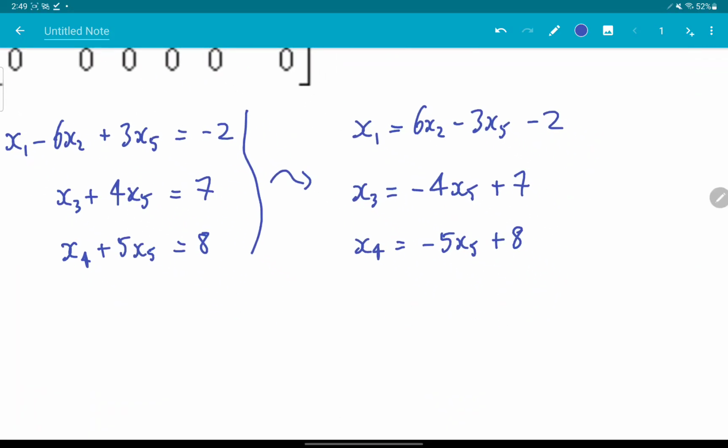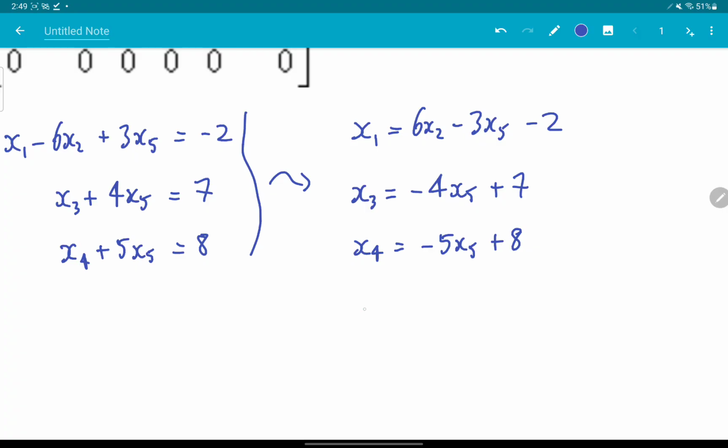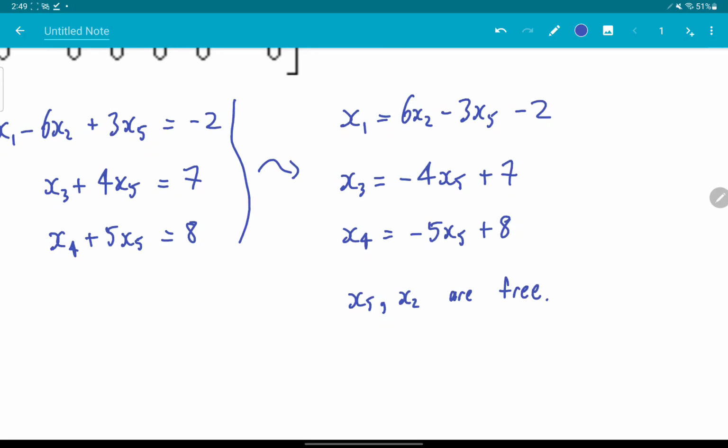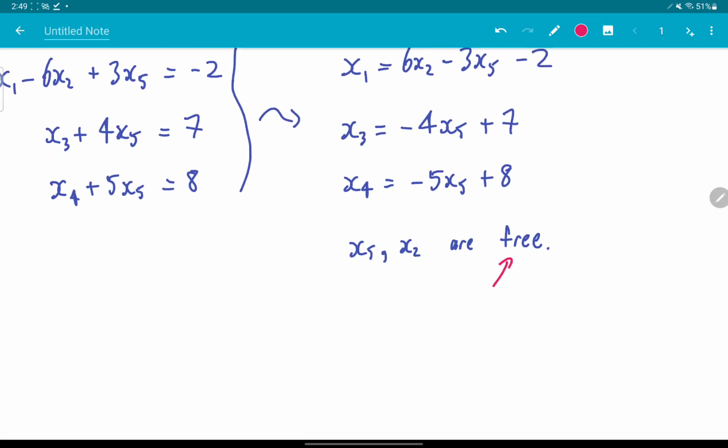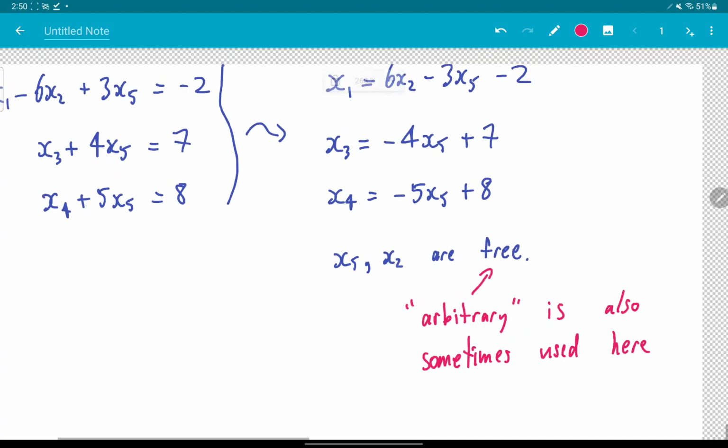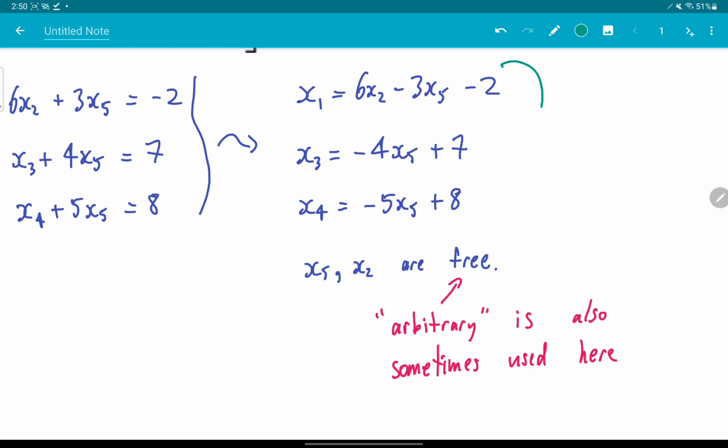Okay. And then we could say at the bottom that x5, x2 are free. You should note that some textbooks will use the word arbitrary. Arbitrary is also used here sometimes, that word. And we call this the general solution.